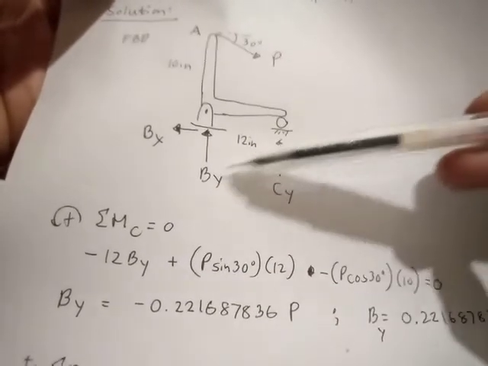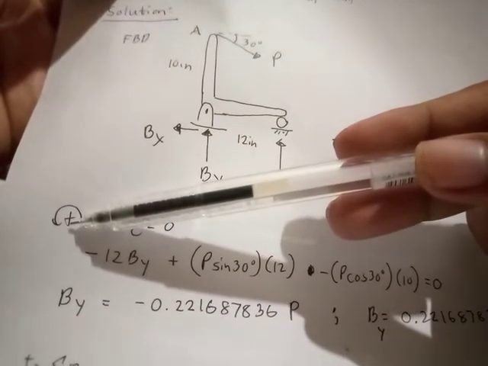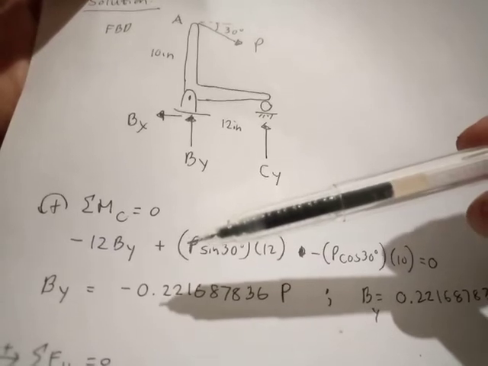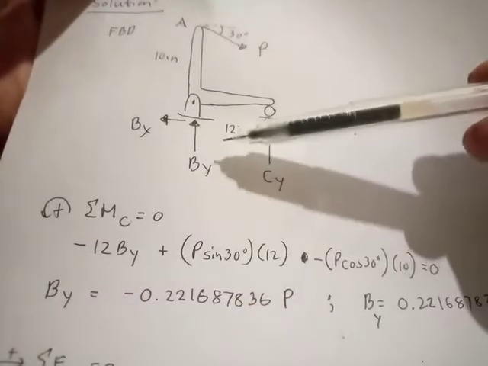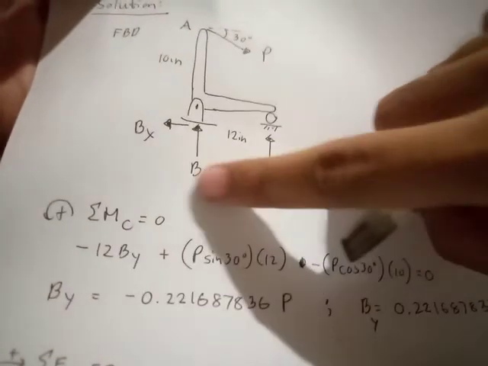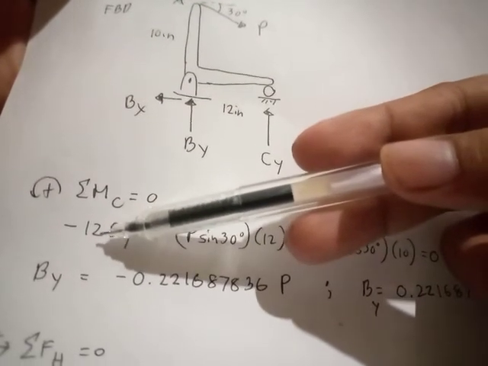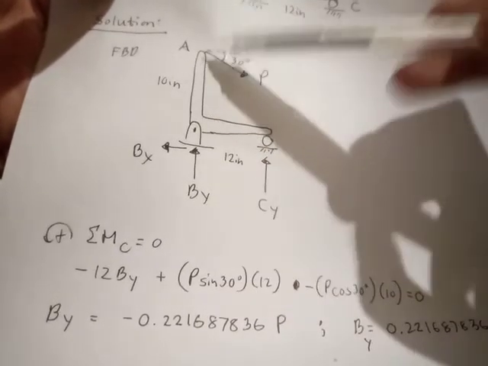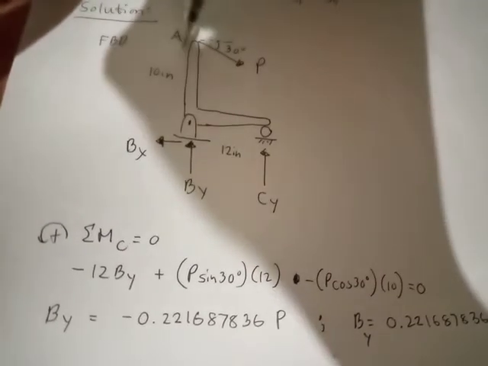So negative 12 BY. Bakit negative 12? Kasi nag-assume tayo na counterclockwise yung positive na moment. Pwede ring mag-assume ka na clockwise yung positive. Dahil counterclockwise is positive, itong BY, since fulcrum to, it will tend the body to rotate clockwise. So, negative BY times the moment arm 12, plus P sine 30 times 12. Bakit? Kasi, P sine 30, ito yung Y component ng P. Meron siyang Y component na pababa, mula dito sa A. Parang ganito.